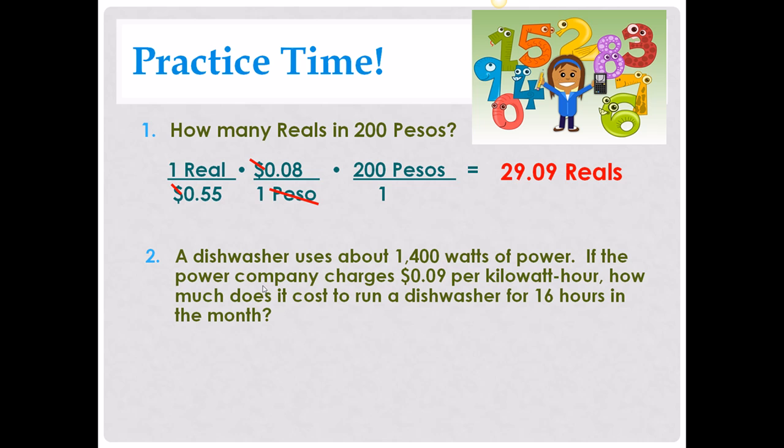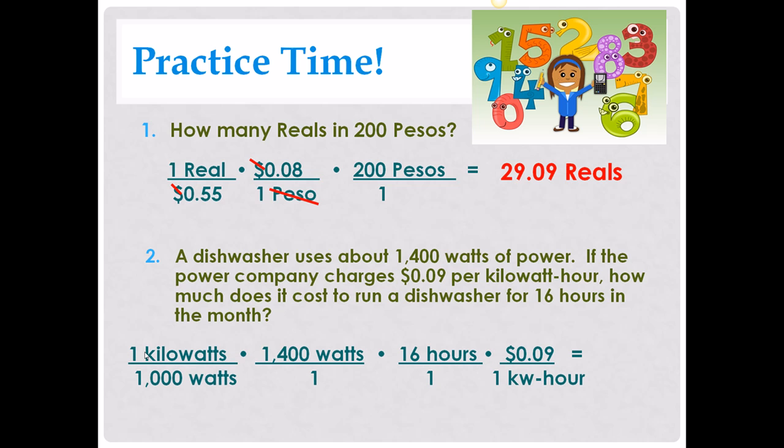This problem was actually a lot harder, number 2. A dishwasher uses about 1,400 watts of power. If the power company charges 9 cents per kilowatt hour, how much does it cost to run the dishwasher for 16 hours in the month? Okay, the first thing that caught my eye is watts and kilowatt. 1,400 watts, a kilowatt is 1,000 watts. So there's one conversion. And it's running for 16 hours and we want cost when we're done.